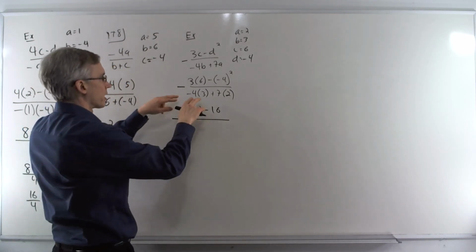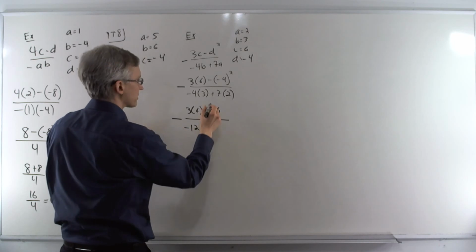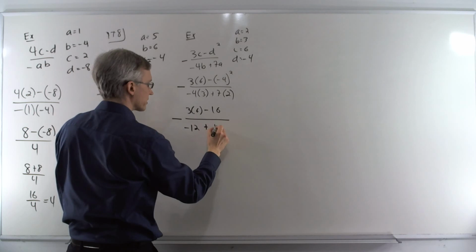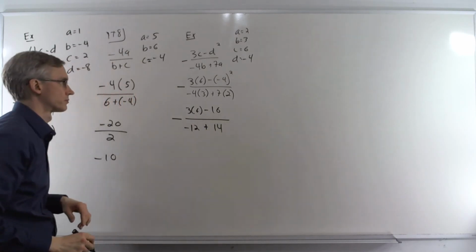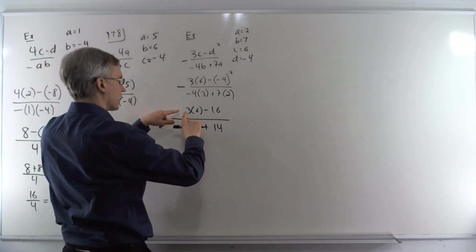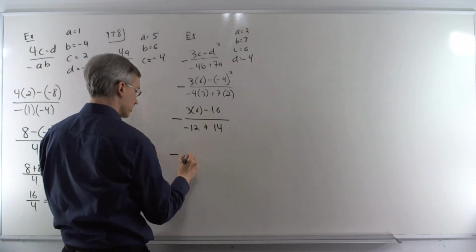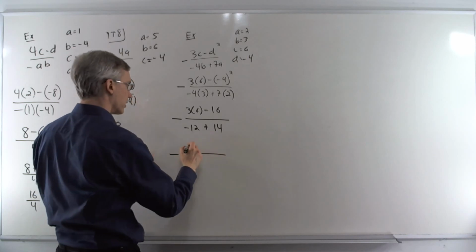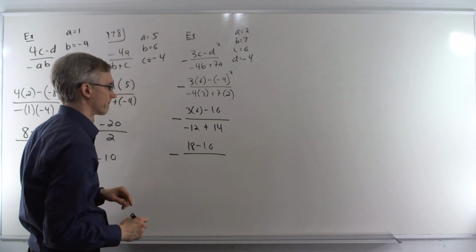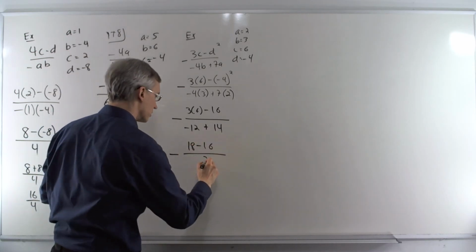And the bottom, got a multiplication here, so it's negative 12. And since it's separated by addition, we can go ahead and do those at the same time. So it's negative 12 plus 14. Now on top, next step, we've got multiplication and subtraction, so we'll do the multiplication next. So keeping that negative out front, 3 times 6 is 18, so 18 minus 16. And the bottom, we'll combine these two to get 2.